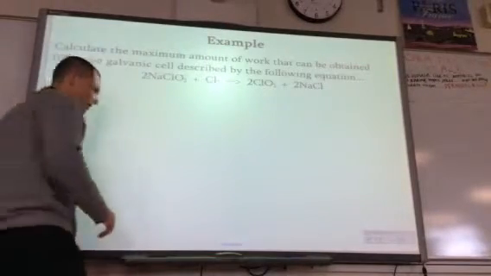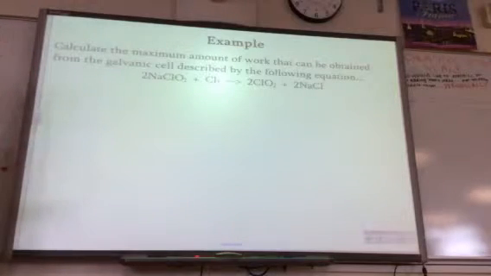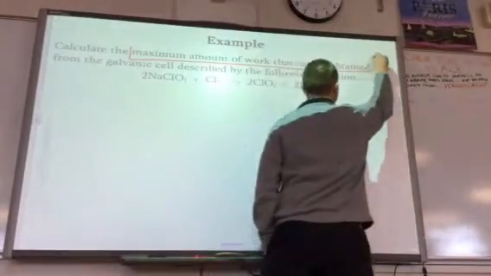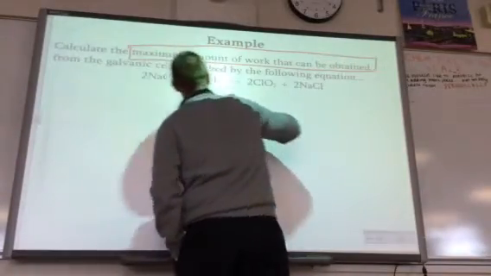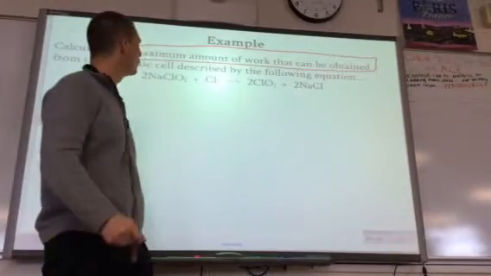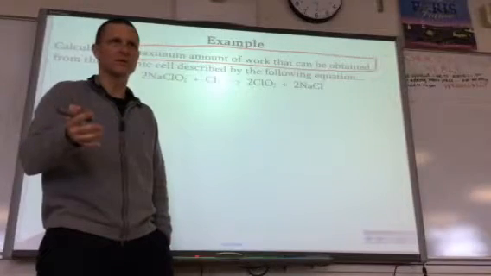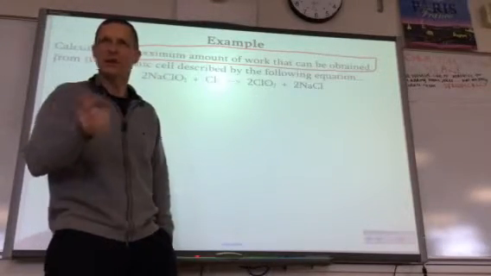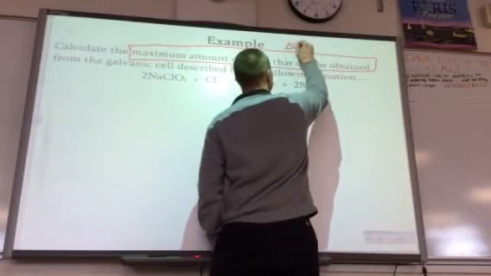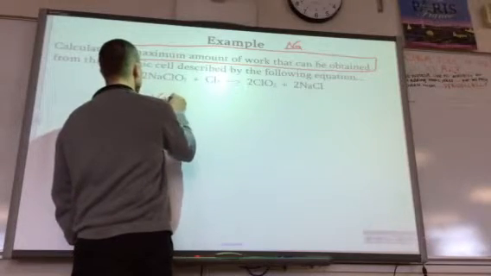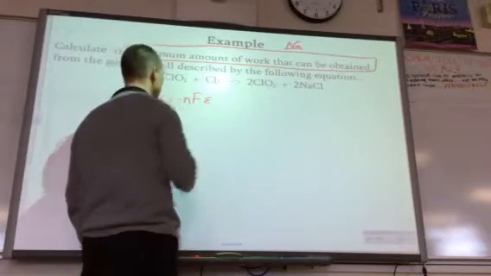Now, just a comment about the question, lest you be intimidated by all the words. I just want to use the word lest. All this means what? The max amount of work that can be obtained. What are we calculating if we want to find the maximum amount of work that can be obtained? That's delta G. Right. So all it's asking us to do is find delta G. Oh, okay. Well, we just learned an equation that involves delta G. Delta G equals negative NF epsilon.